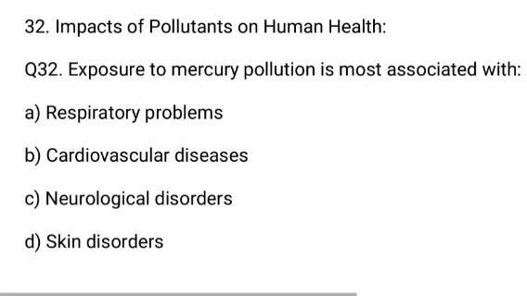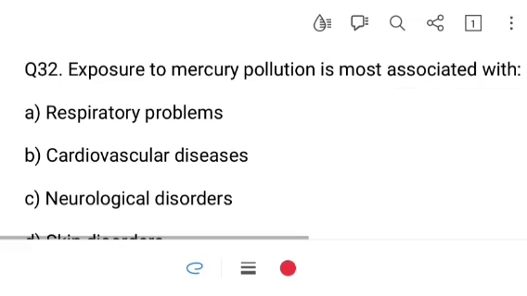32, impacts of pollutants on human health. This is the topic, and the question is, exposure to mercury pollution is most associated with what? Respiratory problems, cardiovascular diseases, neurological disorders, skin disorders. It will be neurological disorders, that is related to the brain.